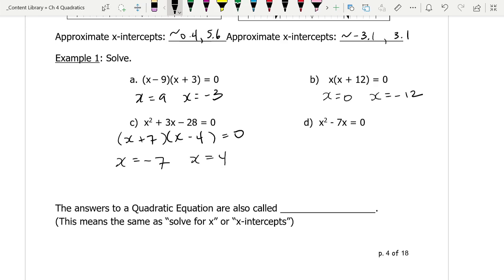This one I would factor by common factors. Take out an x, and it looks just like the one above it. X is either 0 or 7. The answers to a quadratic equation are also called zeros, for exactly the reason as we just saw above. It's the place where y would be 0.